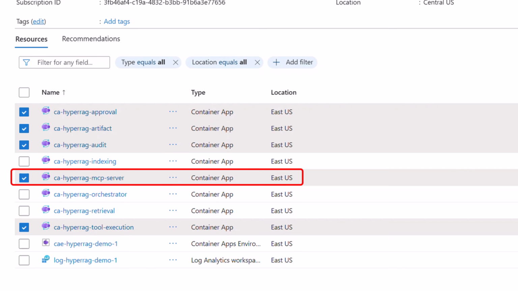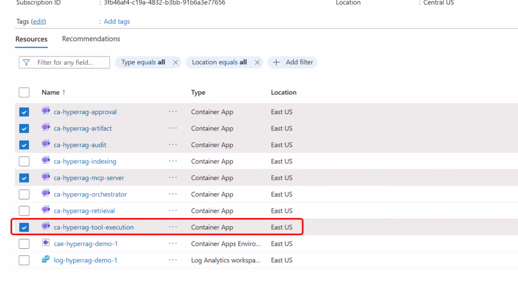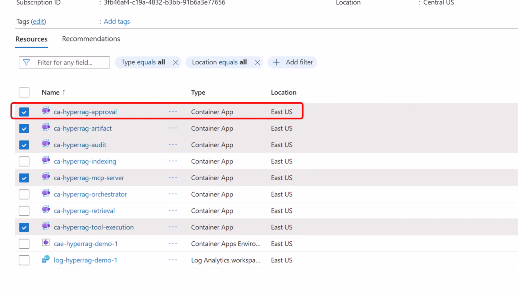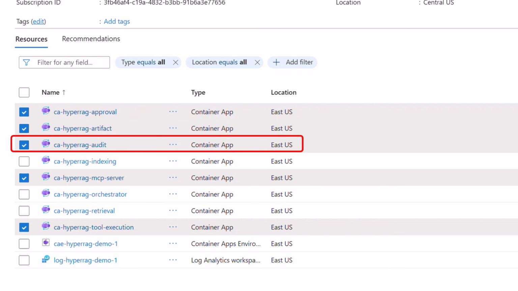Then I have the tool execution service. It takes approved actions and routes them to the real target systems, such as Azure SQL and Logic Apps. I also have the approval service. Its role is to introduce control over higher risk actions, so the system does not execute write or update operations without explicit approval. I also have the audit service.